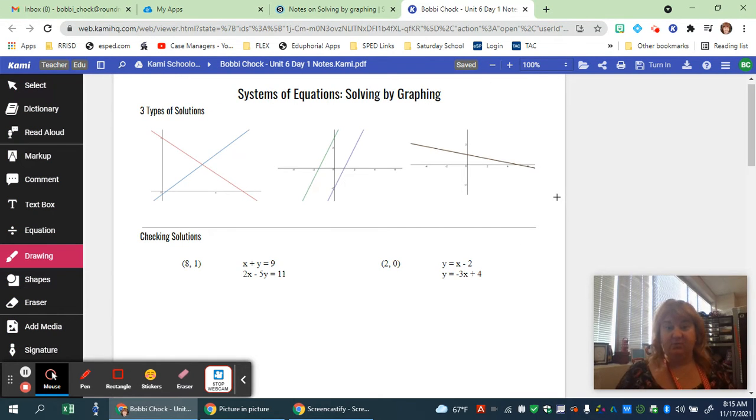If you need something repeated, just rewind it and go back. If I'm going too fast, just pause it so you can catch up.